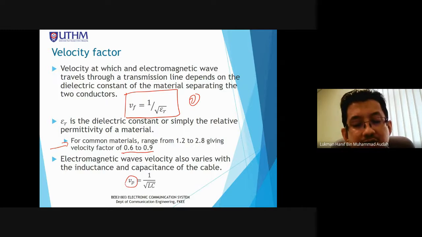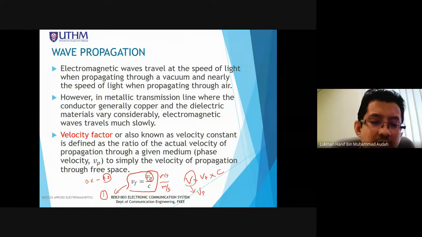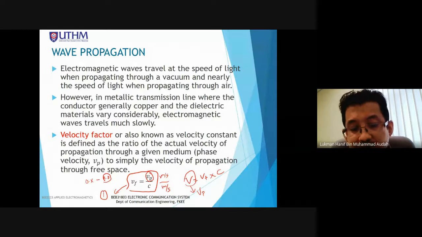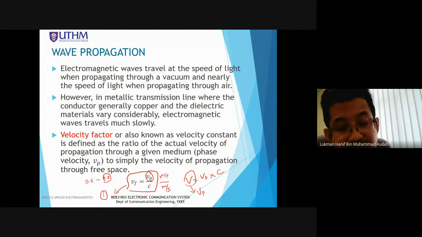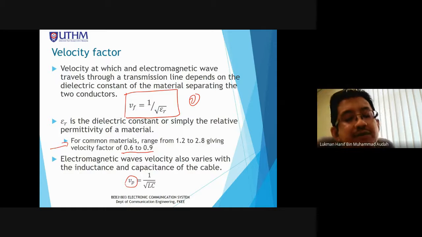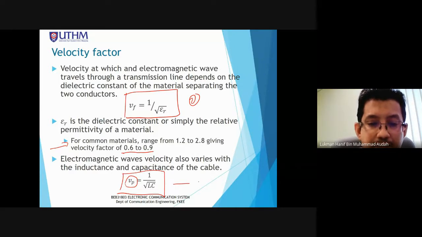Okay, so jangan confuse antara V dengan VP. Tadi dalam slide sebelumnya, pada slide yang awal-awal tadi, ada digunakan V. Sebenarnya V ini sama sahaja dengan VP. Nama lainnya adalah phase velocity ataupun kelajuan gelombang. Okay, so ini persamaan yang kedua untuk persamaan gelombang.